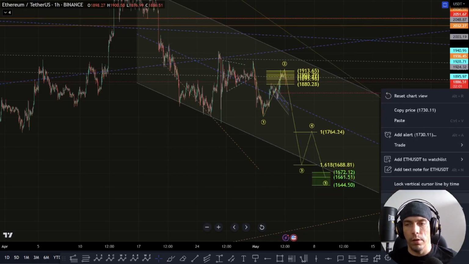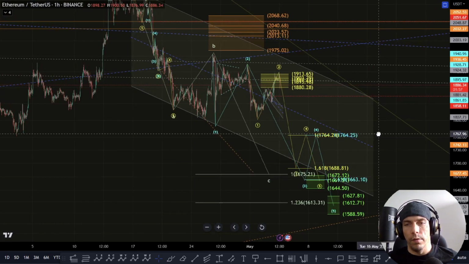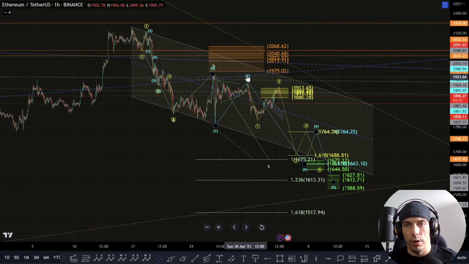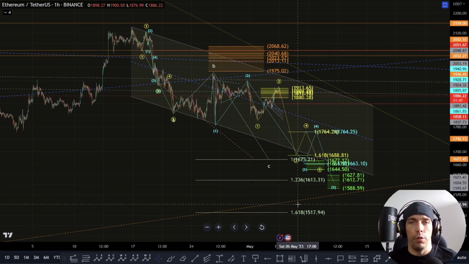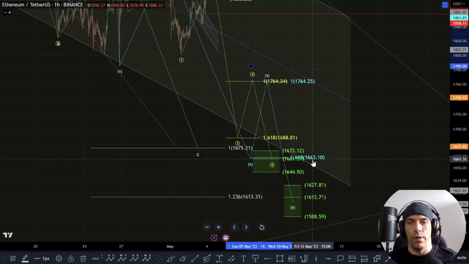Now, the reason this would be quite a dangerous thing is that if this is the case, what we could have is something more like this, where basically from here we have a 1-2, another 1-2 here, 1-2, and then actually what this would mean is that we're in the blue third wave currently, which would be looking to target out lower down here towards this 1663 area.